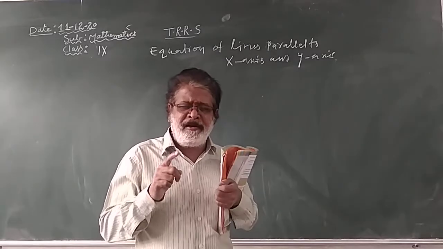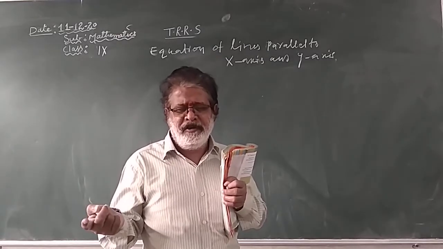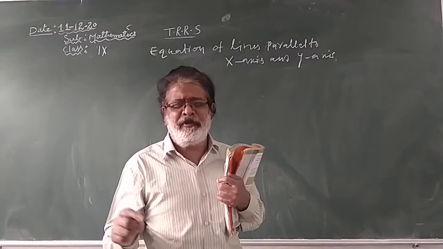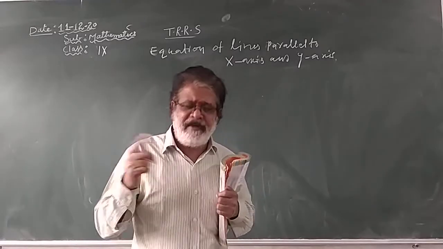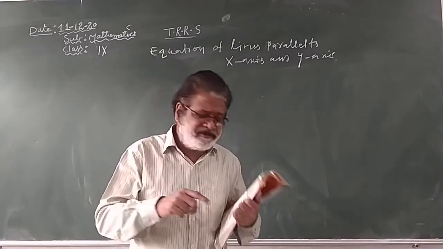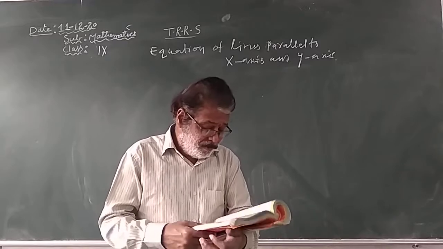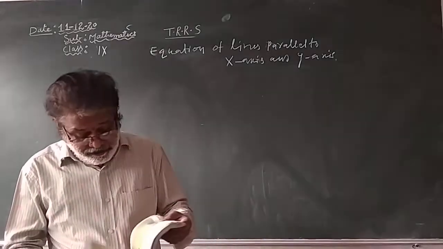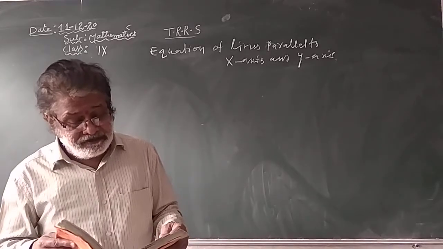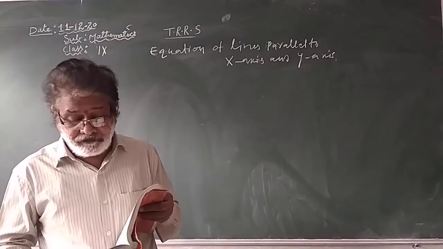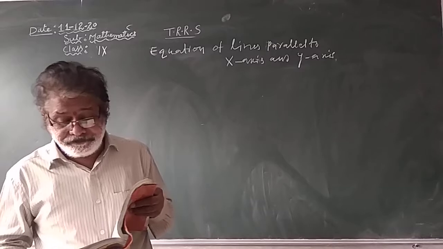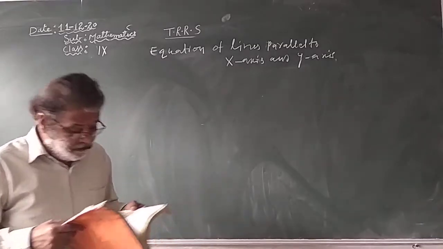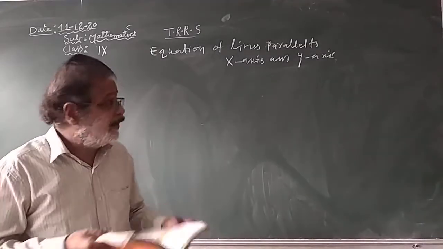So when you say parallel to x, it becomes y equal to. Parallel to y means x equal to. Opposite. Parallel to the x-axis is y is equal to. Parallel to the y-axis means x equal to. So generally we say the line parallel to the x-axis is y is equal to k. Parallel to the y-axis is x equal to k.